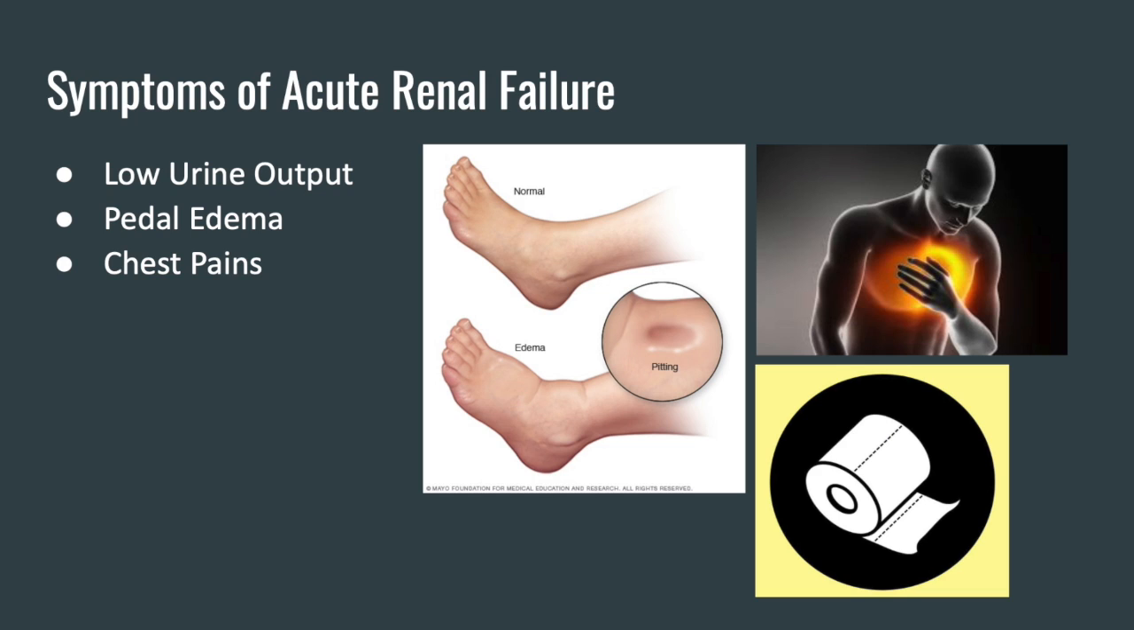The main symptoms of acute renal failure are low urine output, pedal edema, and chest pains. If the kidney is failing, there is an accumulation of systemic water volume. This leads to water being deposited in the extremities and the pulmonary circuit, where it causes chest pain and edema of the extremities.